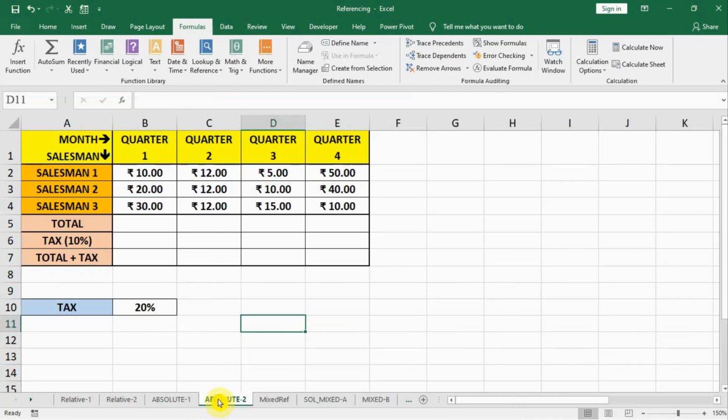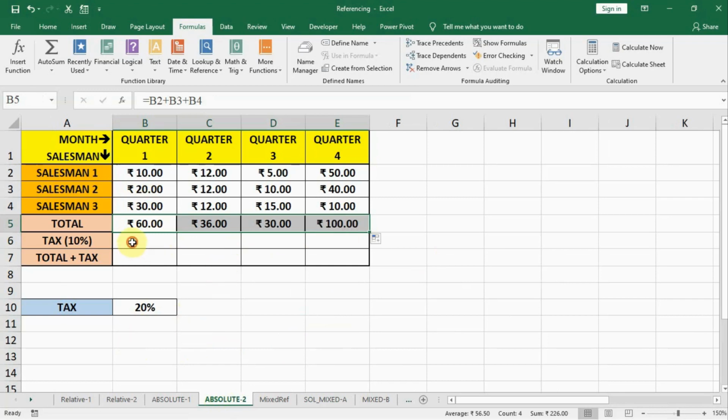Let us see another example here. This time we are going to drag in a row. Total, as you know, we have to do it is equal to this plus this plus this. You have to do these 3 rows, and we drag it down as a relative referencing part.